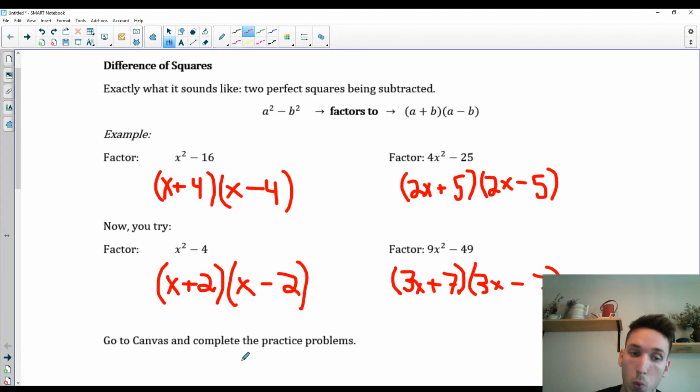Either way, go to Canvas now, go to the same module with today's date and look for the practice that's going to be in there. I'm grading it just off effort, not accuracy. Just give it a shot. It shouldn't take you too long. And after you finish that, you're done for the day.